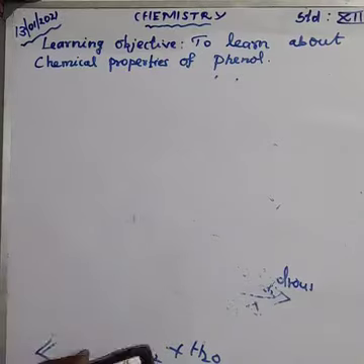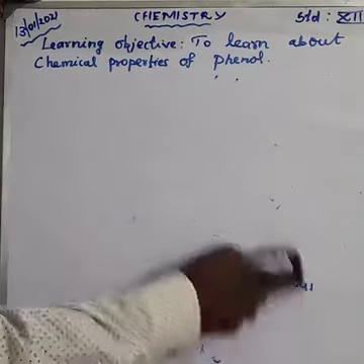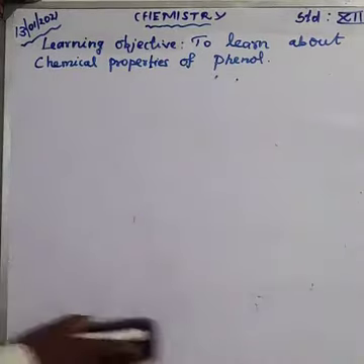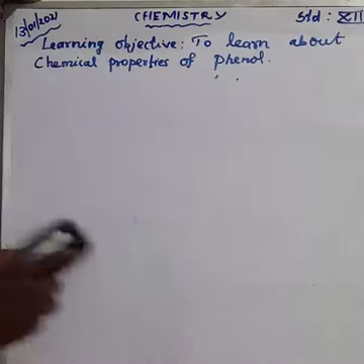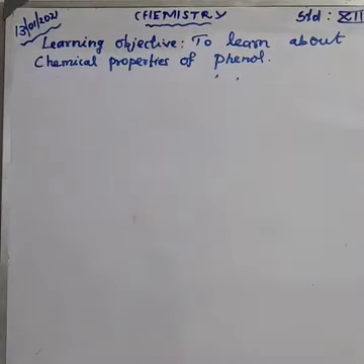Here, phenol reacts with acetyl chloride. Okay, what is the formula for phenol? C6H5OH. What is the formula for acetyl chloride? CH3COCl. Here, in the presence of an alkali, we get phenyl acetate.